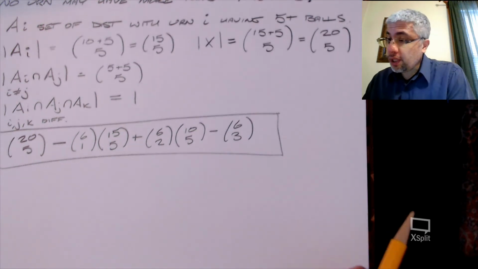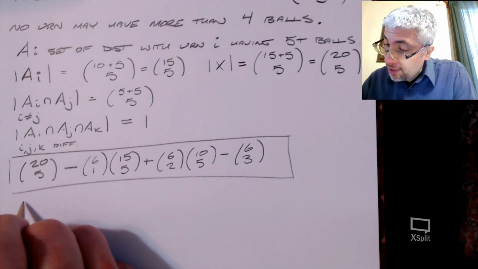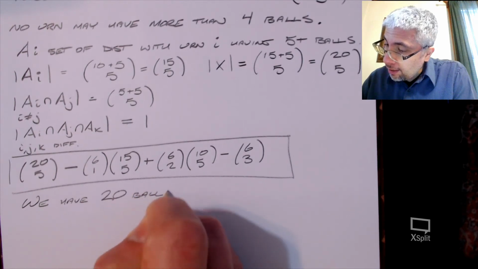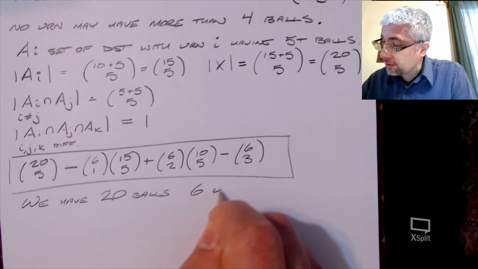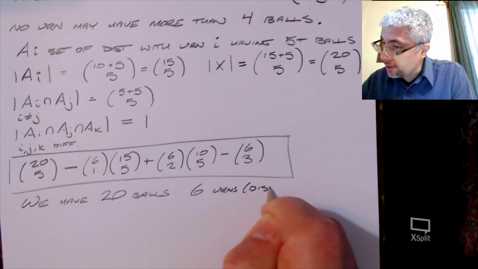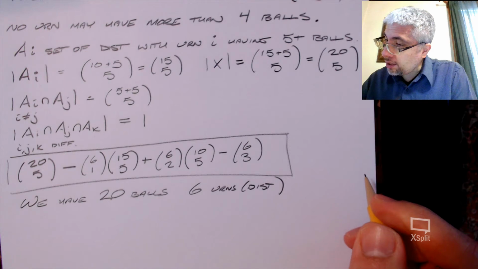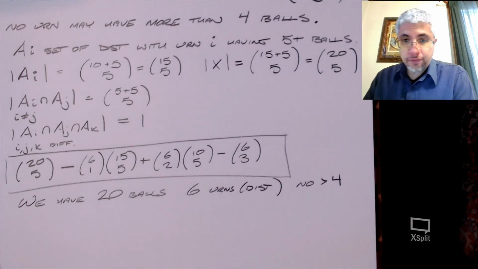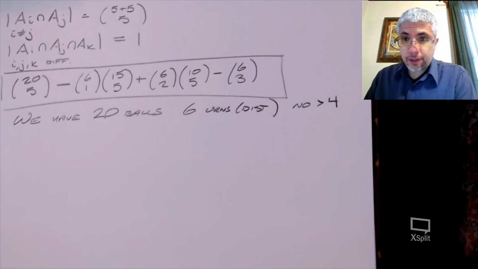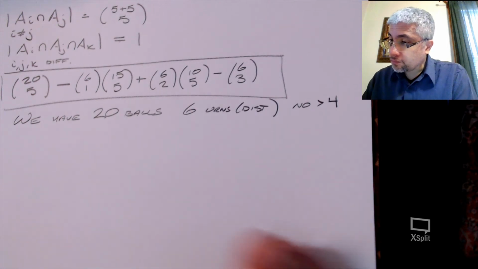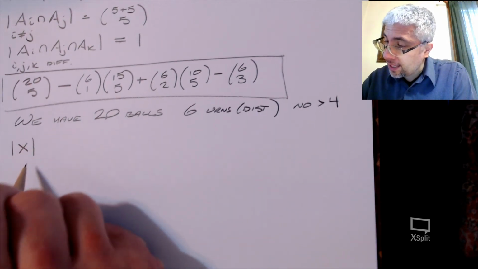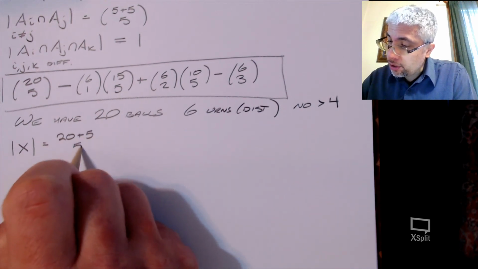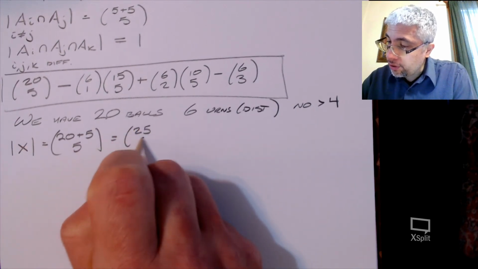For example, if I wanted to do the same thing, let's just do it now. Let's say we have 20 balls, and still everything else is the same. 6 urns, they're distinguishable, and we want no urn to have more than 5. So they all have 5 or less. Okay, so same type of problem. Well, now what would we get? For our size of X, we have 20 balls, 6 urns. That's going to be 20 plus 5, choose 5, or 25, choose 5.